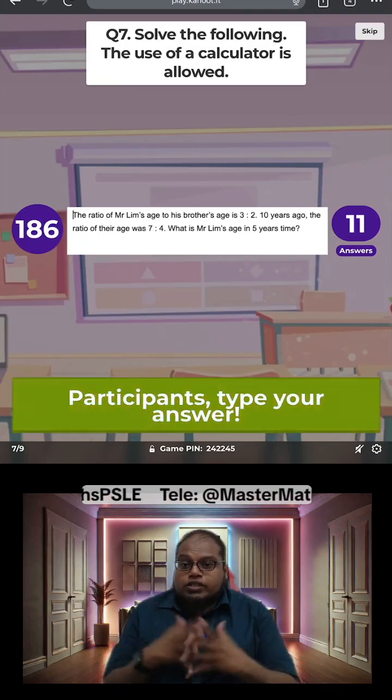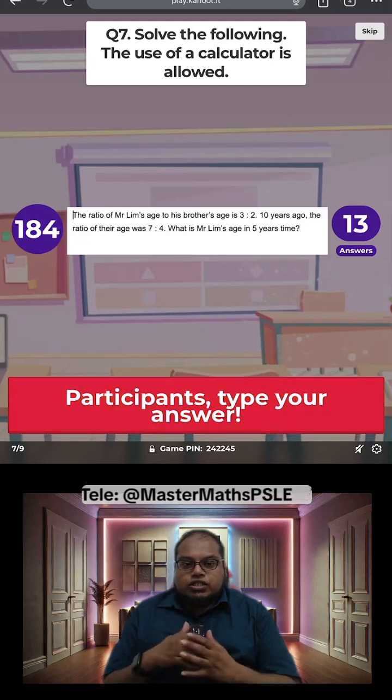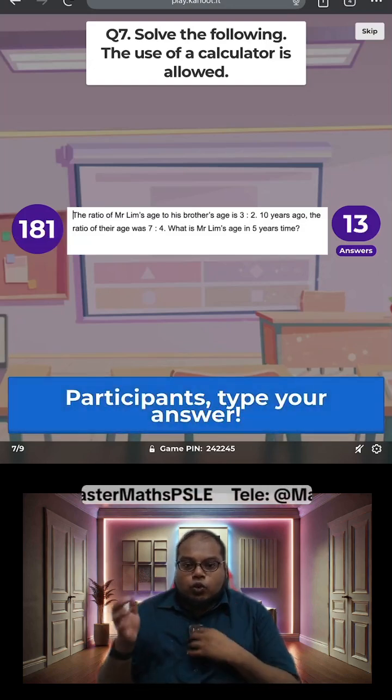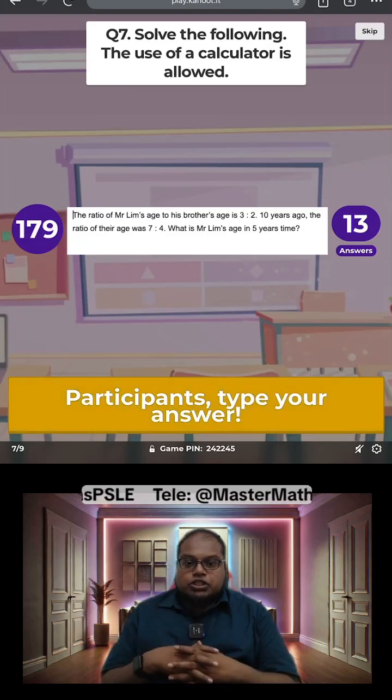What kind of ratio question is this? What kind of ratio question is this?